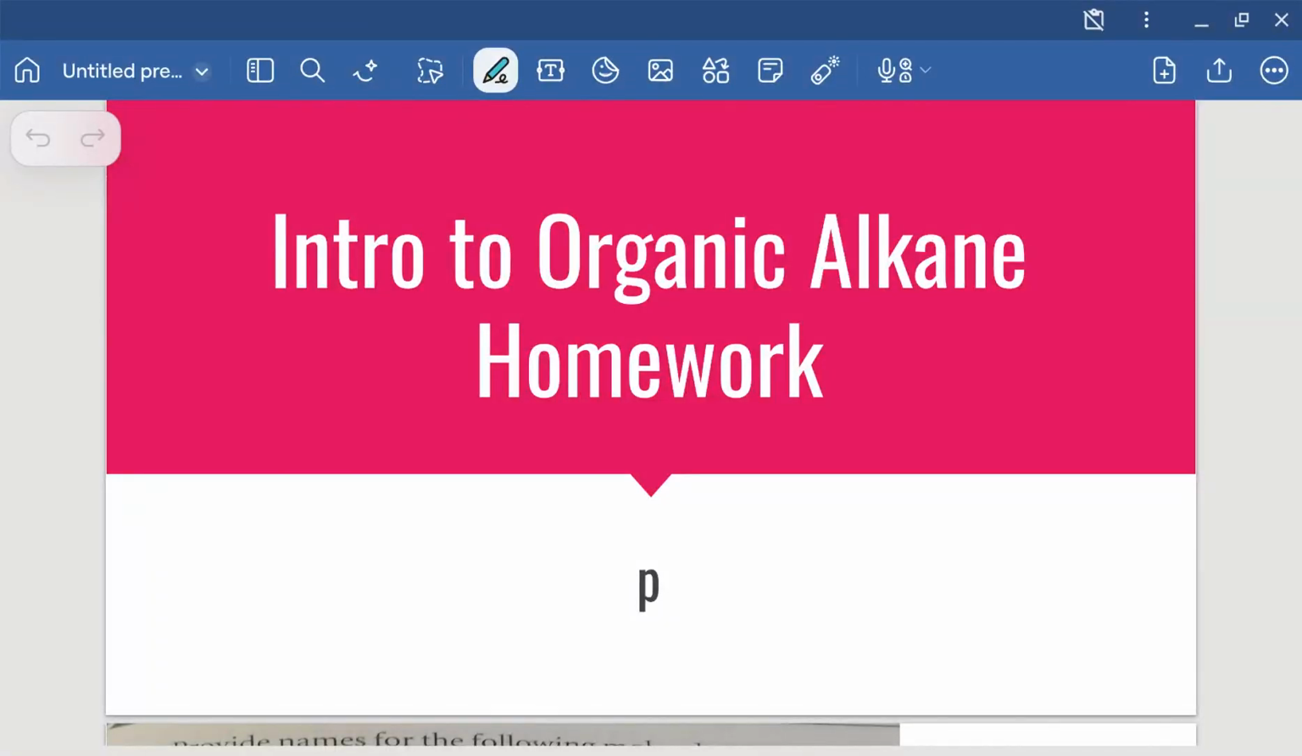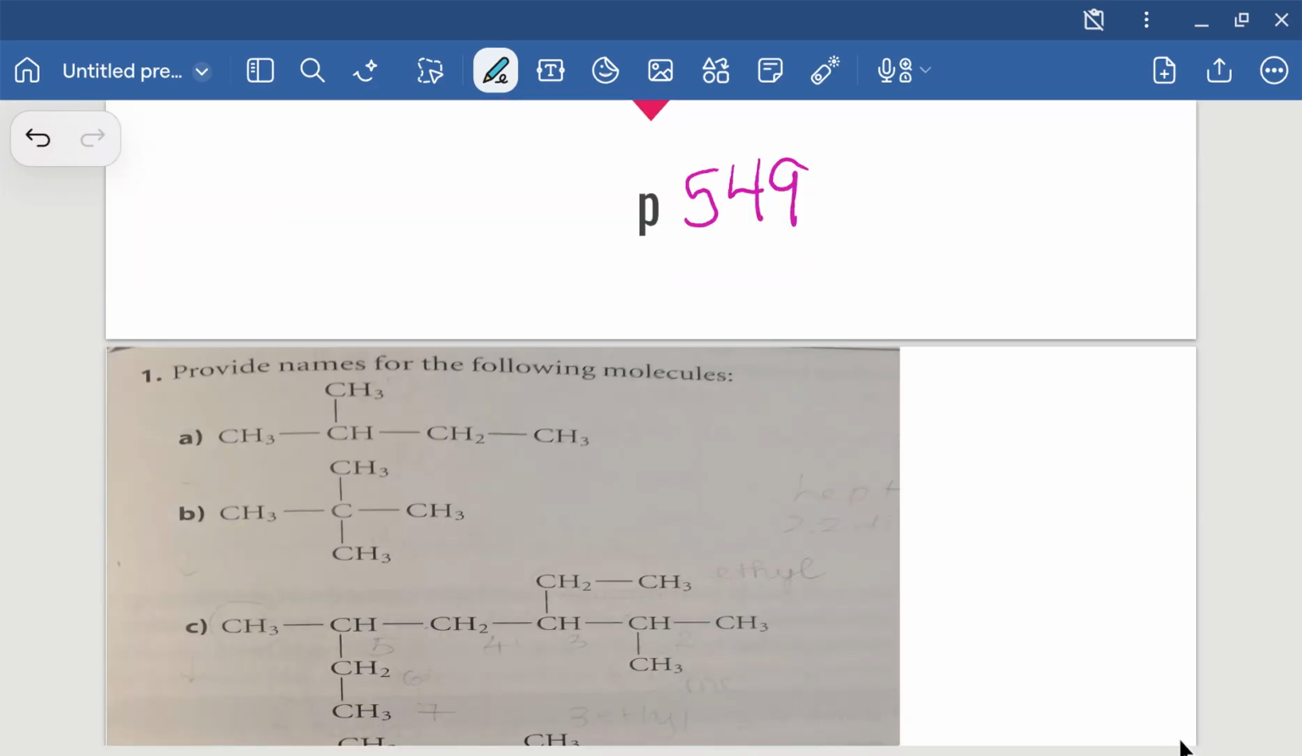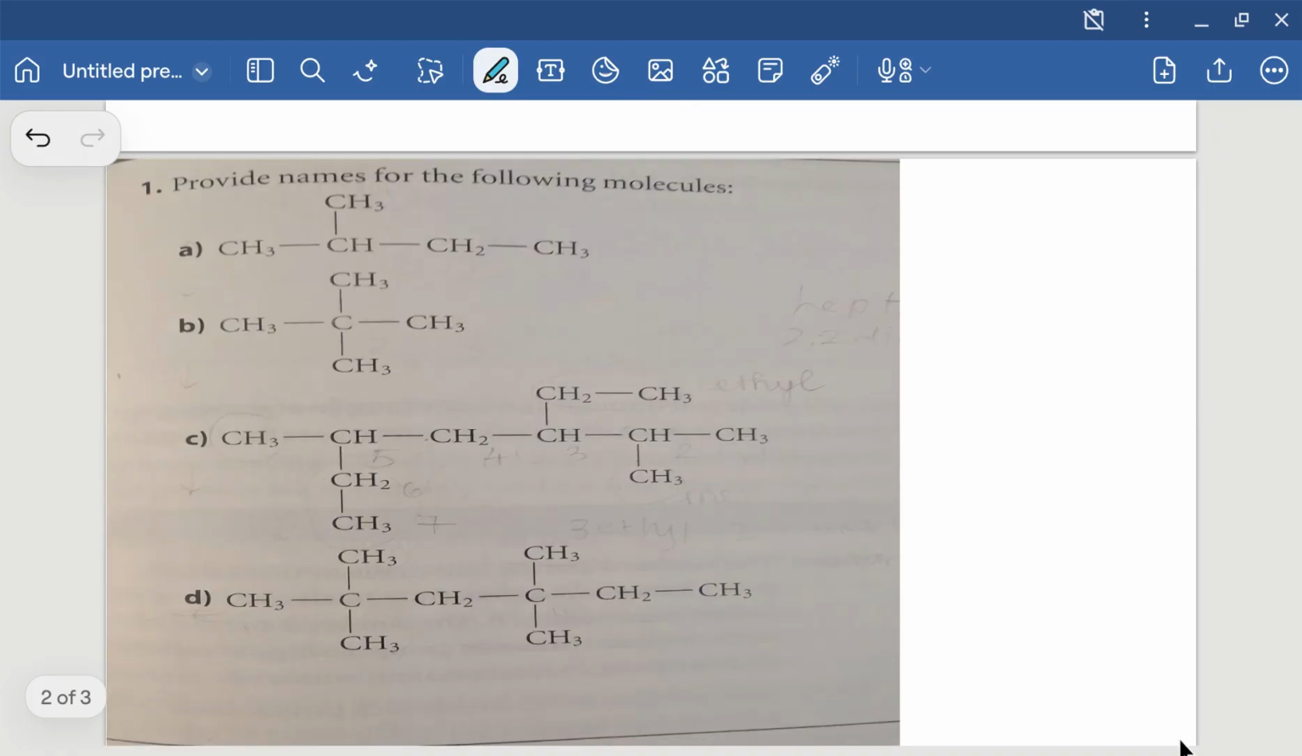Okay, so once we go through this intro to organic, this would be the homework that our class would be doing. This is on page 549 of our chemistry textbook, and I'll link the textbook that I use in the description. So our first one, just going over providing the names.